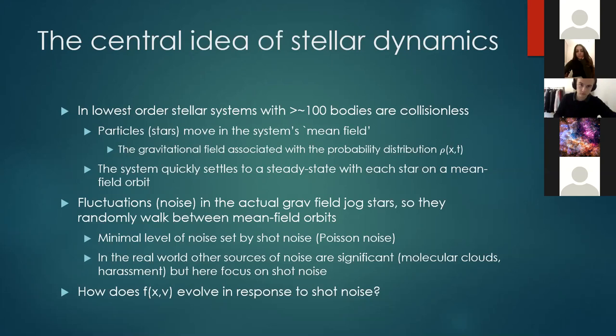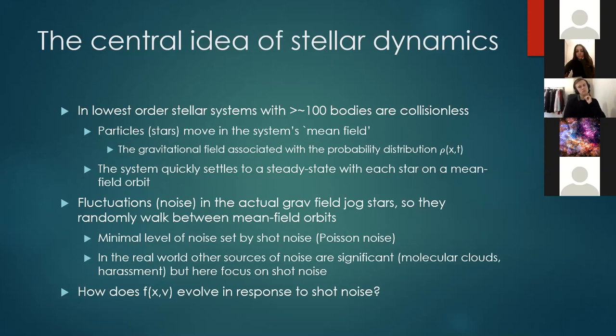Right. So we know from n-body experiments that systems with a decent number of particles, like 100 bodies, if you set them up in some reasonably random initial conditions, quickly settle to a steady state. They settle in a few crossing times to a quasi-steady state, in which each star can be thought of as moving on a mean field orbit, and this lowest order approximation gives you a worthwhile understanding of what's happening. Then there are fluctuations in the actual gravitational field around this mean field value. These fluctuations can generically be thought of as just noise in the gravitational field, in addition to the mean gravitational field, and they cause the stars to randomly walk between mean field orbits.